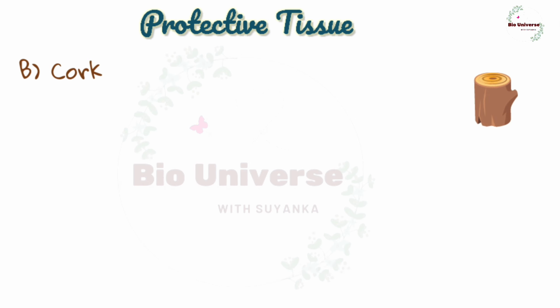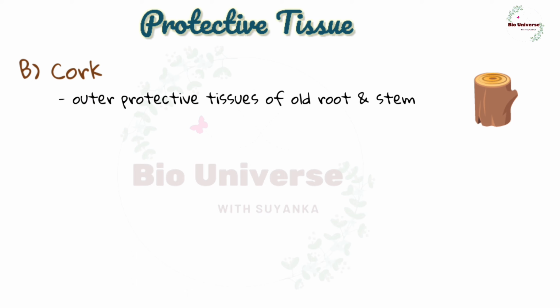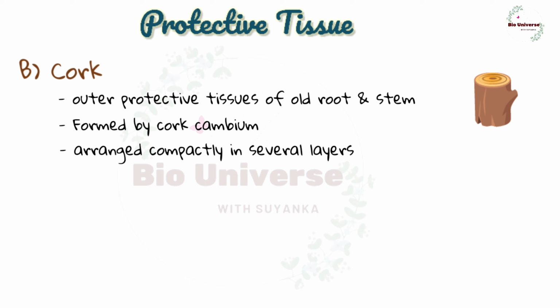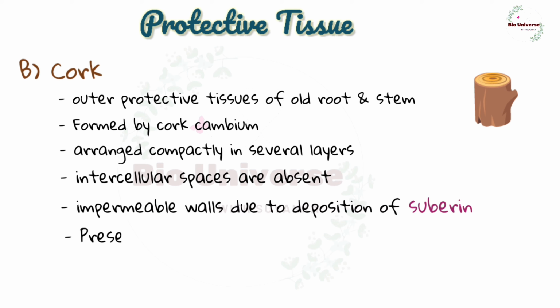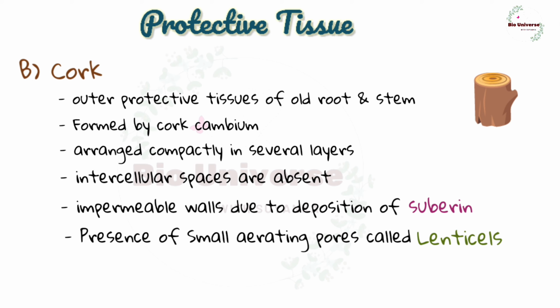Cork. It is the outer protective tissue of older stems and roots. It is formed by a secondary lateral meristem called cork cambium. The cells are arranged compactly in several layers. Intercellular spaces are absent. Their walls become impermeable due to deposition of suberin. At places, cork possesses small aerating pores called lenticels.